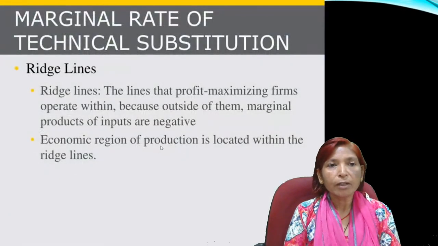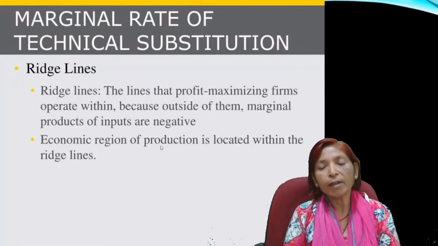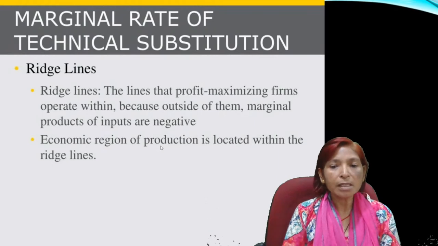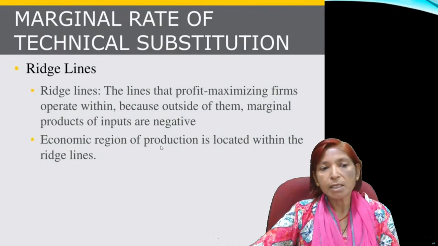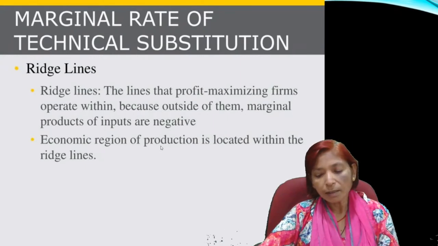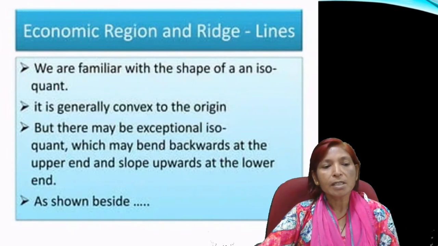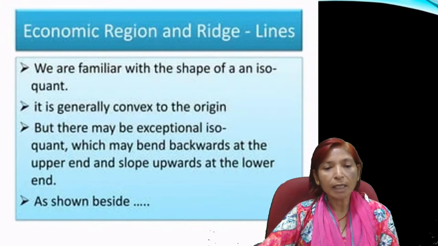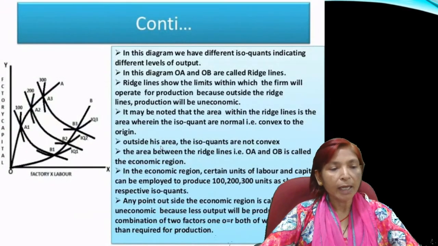Next is marginal rate of technical substitution. What are ridge lines? Ridge lines show that a profit maximizing firm, within these ridge lines or this economic region, will get maximum profit, because outside of them the marginal product of inputs is negative. So the economic region of production is located within the ridge lines. Ridge lines are those lines which show the economic region where the firm can get maximum output at minimum cost. These are ridge lines.